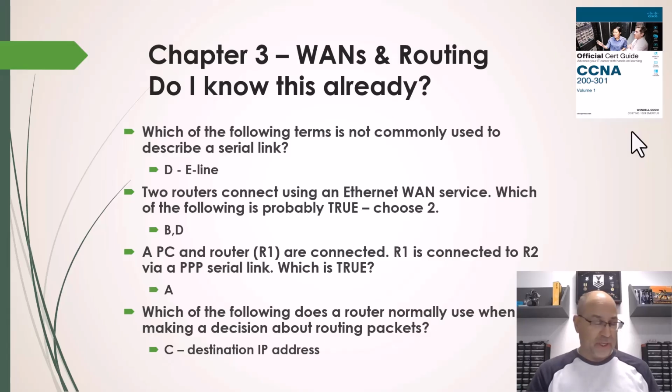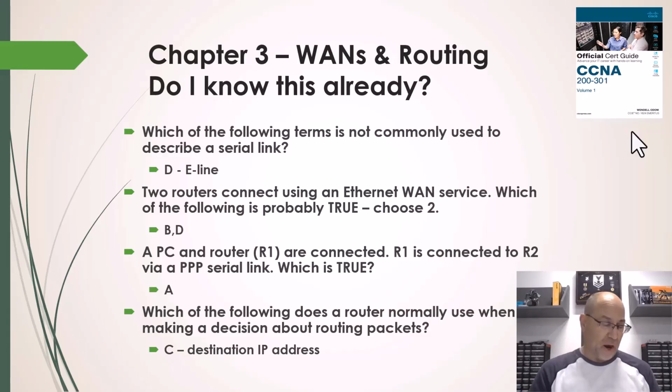Now, this is the one that really got me. 2 routers, R1 and R2, connect using Ethernet WAN service. The service provides point-to-point service between these 2 routers only as a layer 2 Ethernet service. Which of the following are most likely true about this WAN? Choose 2 answers. Well, B and D were the right answers, but I had to puzzle over this one for quite some time just because of the wording.